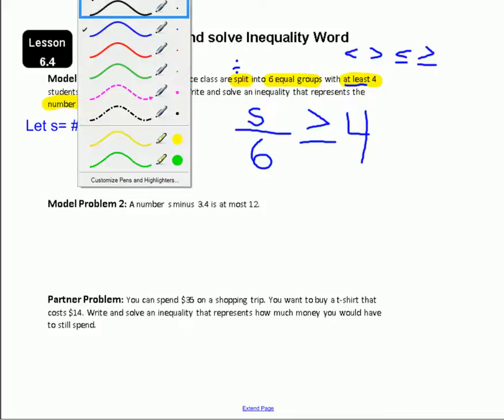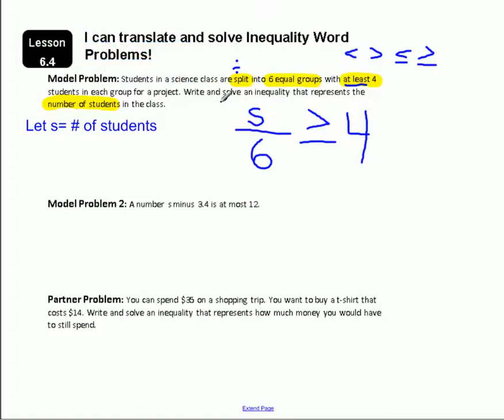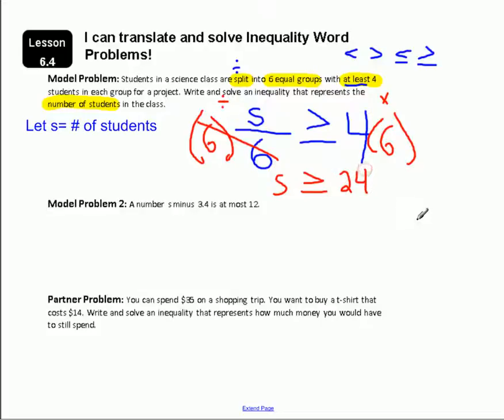So now I just wrote a division problem because this is a dividing problem. In order to solve it, I'm going to have to multiply. I'm going to multiply both sides by 6 because that's the number I'm dividing by. That crosses out. I don't switch my symbol. Remember, I only switch my symbol when I'm multiplying or dividing by a negative number, which here I am not. And positive 6 times positive 4 is positive 24.